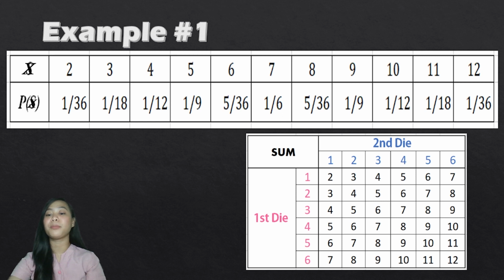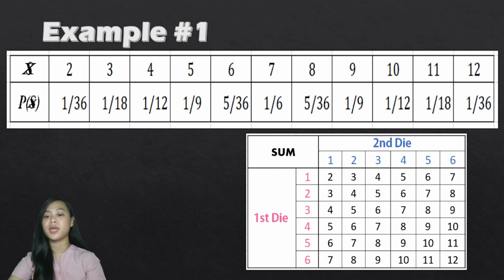For sum 4, we have 1, 2, 3. So 3 times it occurs as the sum for rolling 2 dice. So we have 3 over 36. We divide the numerator and denominator by 3. So 3 divided by 3 is 1, and 36 divided by 3 is 12. So the probability P of 4 is 1 over 12. And for 5, how many times? 1, 2, 3, 4. So we have 4 over 36, or in the lowest term, 1 over 9.